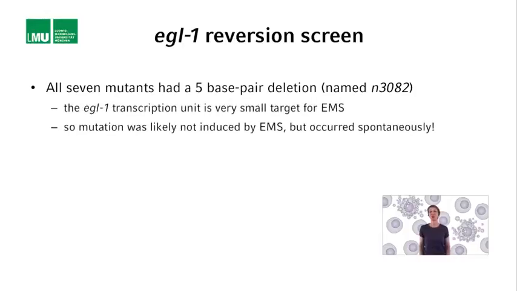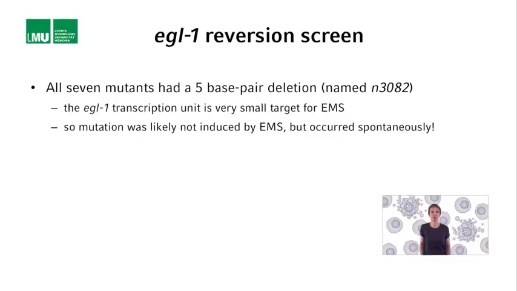This deletion was most likely not induced by EMS, but had arisen spontaneously in the AGO1 n1084 population that I had used for the screen. As we will see later, the AGO1 transcription unit is very small, significantly smaller in size than the average C. elegans transcription unit.